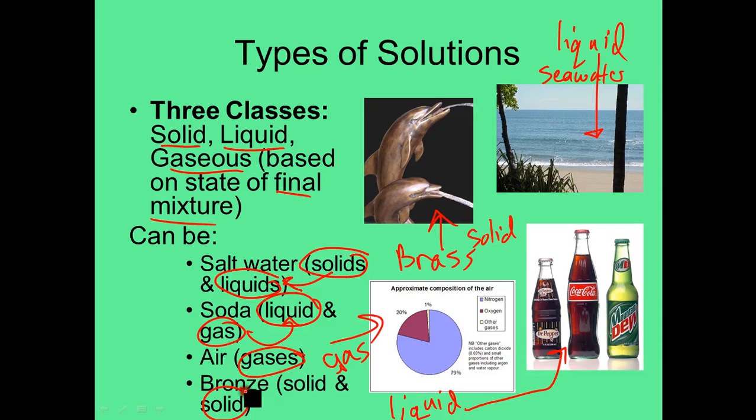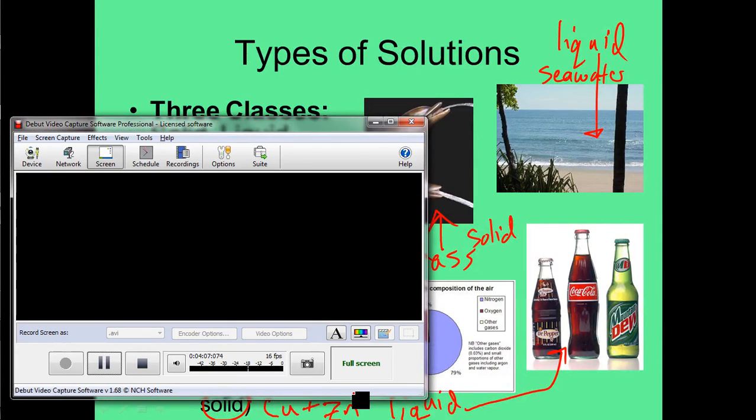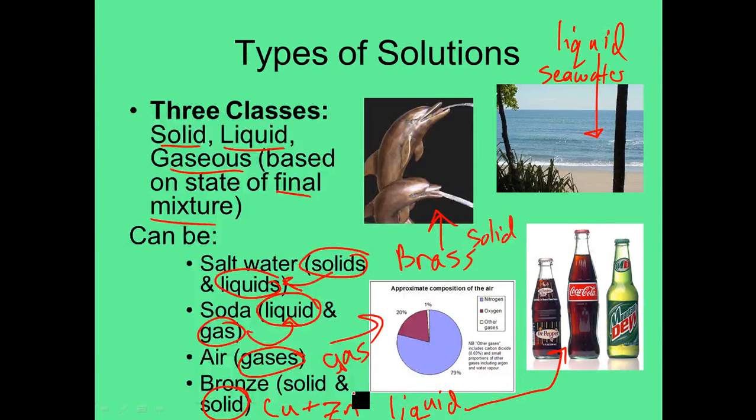In bronze, we have a solid, I believe it's copper, combined with zinc, or Zn. Hopefully that part of the screen is on, yes it is, good. All right, so copper plus zinc. I think that's what brass is, I'd have to look. So that's bronze or brass. Okay, so we can mix different kinds of things together to make solutions. We have three classes, solid, liquid, gas, and we can combine various things to make those solutions.